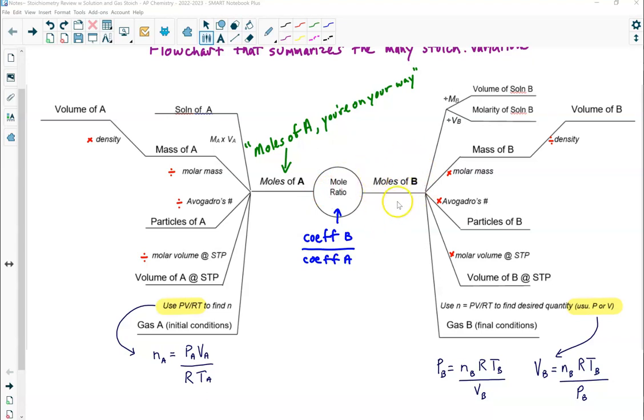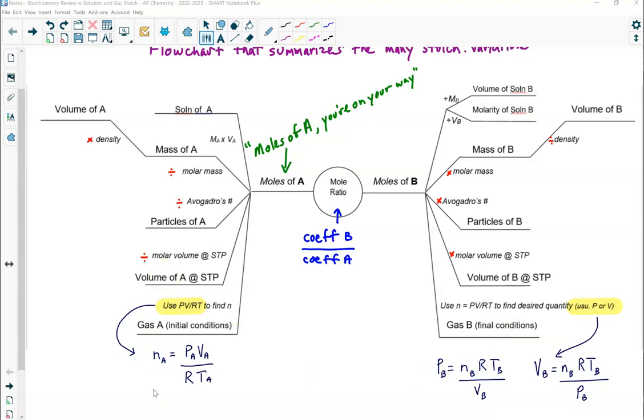Once you have moles of B, there are a number of conversions that you can do to get the final units for B. If you want to find the grams of the second substance, then you would use the molar mass. If you wanted to find volume using density, you would solve for mass and then divide by the density to get volume. So this flowchart gives you just the overview.